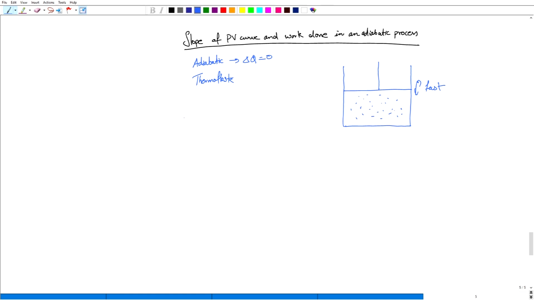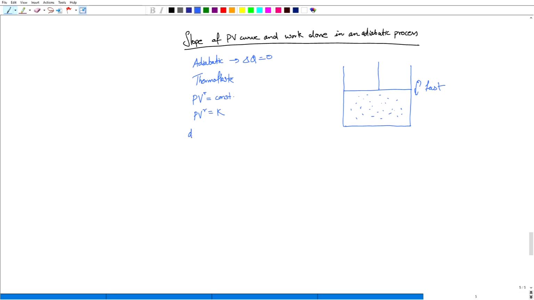Okay, so the adiabatic process is defined as PV to the power gamma being constant. Okay, so PV to the power gamma being constant means, let's say PV to the power gamma is K, and hence it's easy to get the slope of the PV curve.